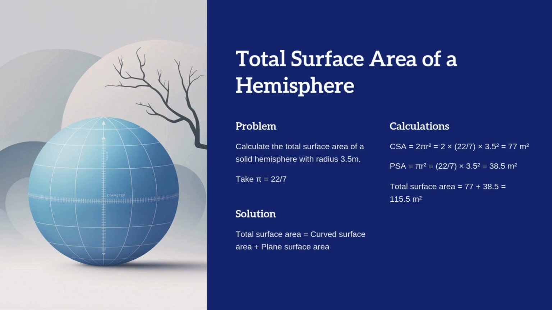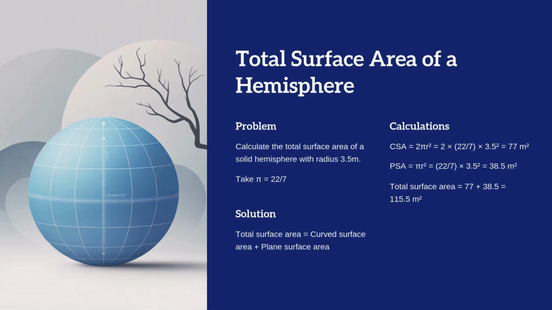Step 3. Calculate the plane surface area, PSA. Formula: plane surface area equals pi r squared. This is simply the area of the flat circular base. Substitute r equals 3.5. Plane surface area equals pi multiplied by 3.5 squared. This is obtained by replacing r with 3.5. Replace pi with 22/7. Plane surface area equals open bracket 22/7 close bracket multiplied by 12.25.